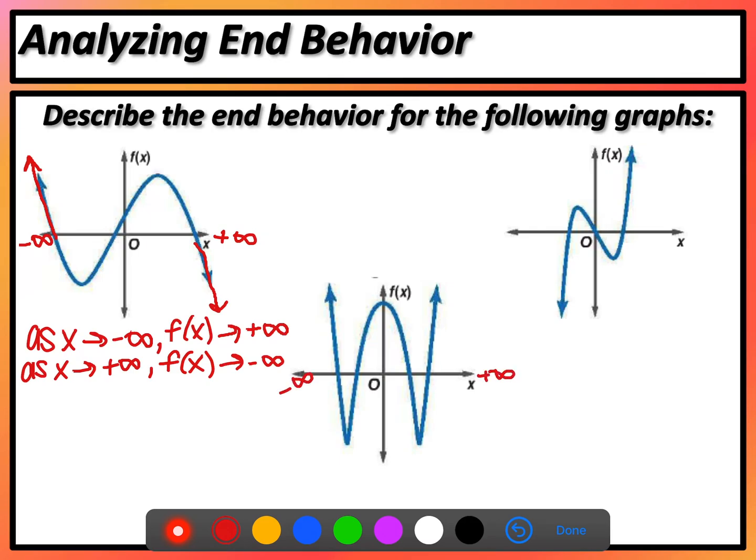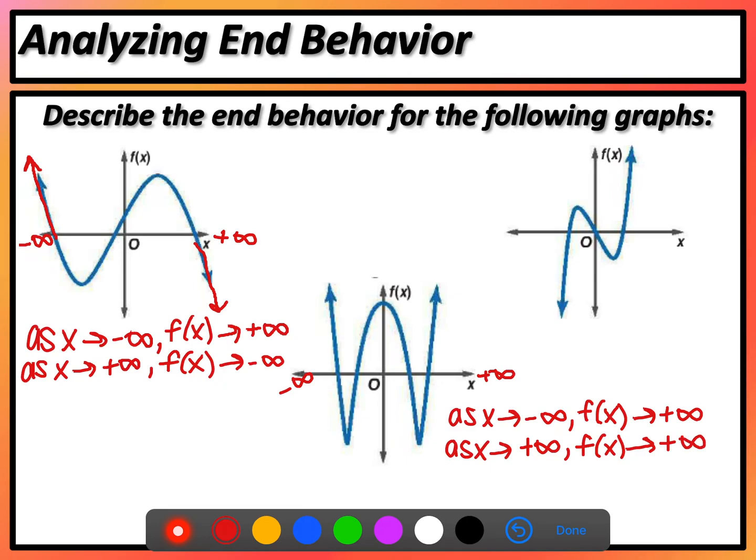Okay, so we'll try this again. So negative and positive x values. As x approaches negative infinity, on the left side of my graph, f of x approaches positive infinity. As x approaches positive infinity, f of x is again going to positive infinity because both ends of my graph are extending up.